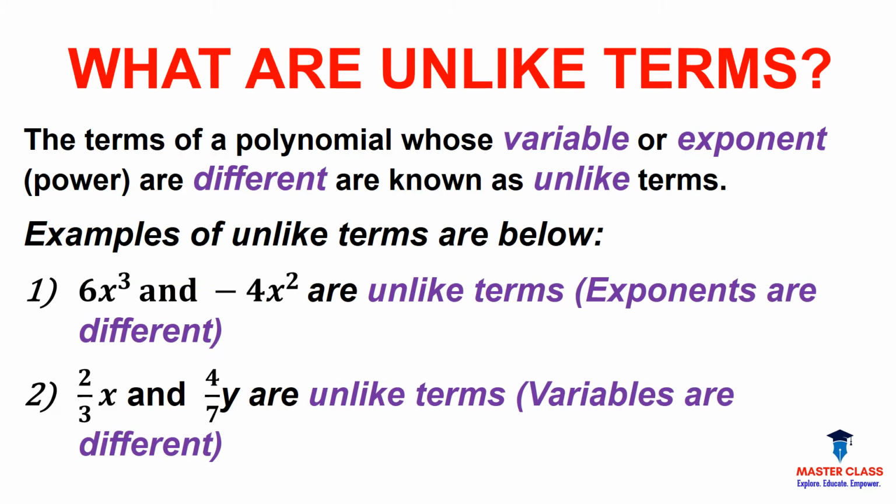What are unlike terms? The terms of a polynomial whose variable or exponent are different are known as unlike terms. Examples of unlike terms are shown below. 6x cube and minus 4x square are unlike terms because the exponents here are different. On the other hand, 2/3x and 4/7y are unlike terms because here the variables are different. In one case it is x and in the second case it is y.